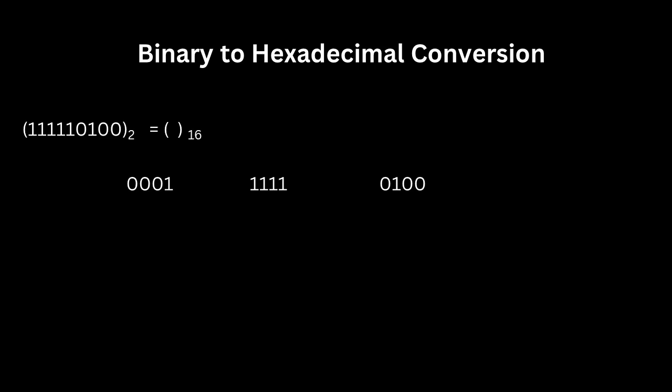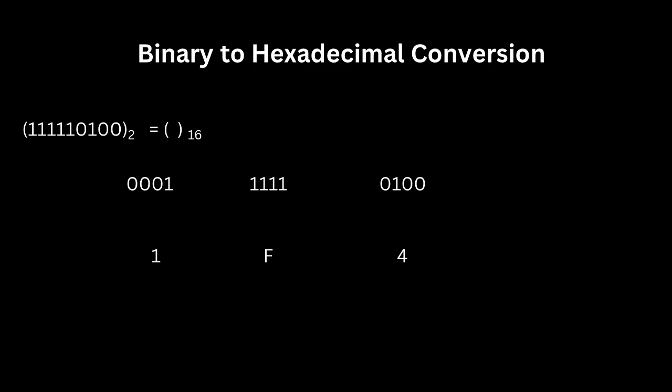Now we convert each 4-bit group into its hexadecimal value. 0001 is 1. 1111 is 15, which is written as F in hexadecimal. 0100 is 4. Finally, we write the hexadecimal digits together.